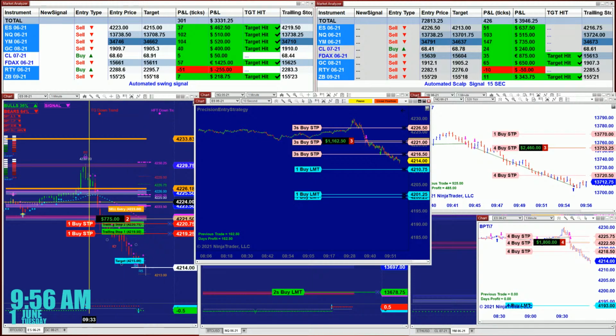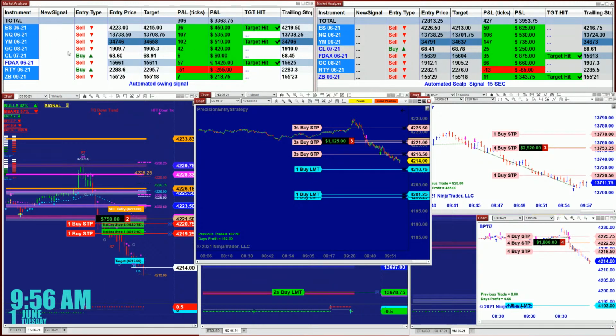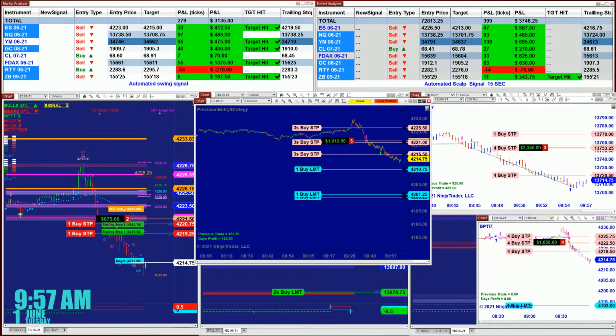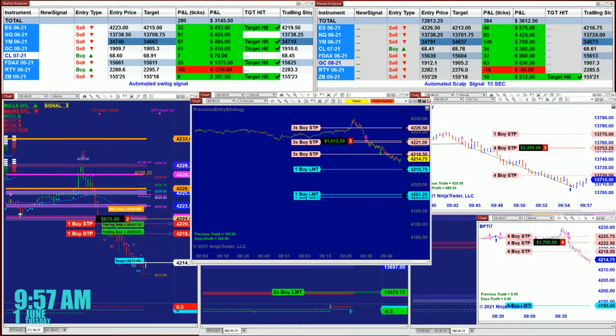Now if we look at the market analyzer, we had the entry at 223, target 42.15. On one contract it is 35 ticks. On 2 contracts it is 70 ticks, of course. It's double the amount. Here is 437. Here is 700. So the market analyzer is based on one contract, folks.